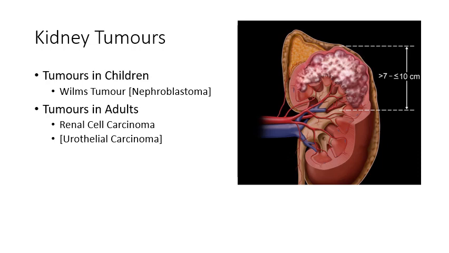Firstly, we're going to talk briefly about renal tumours in children, and we're going to use Wilms tumour as the classic example. And then about tumours in adults, where we're going to talk about renal cell carcinoma. Urothelial carcinoma also involves the kidney, and we discussed that in the lectorial related to urothelium.